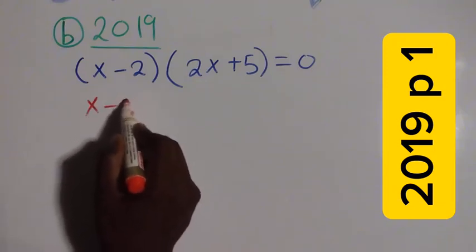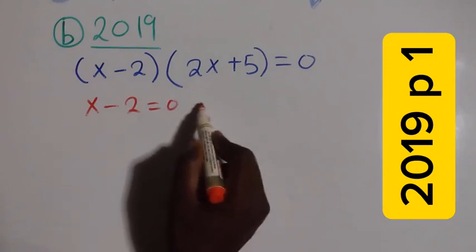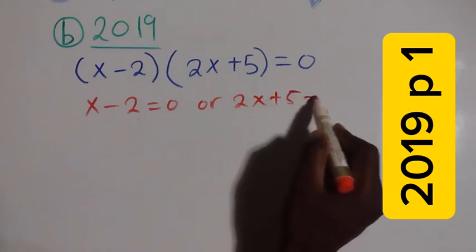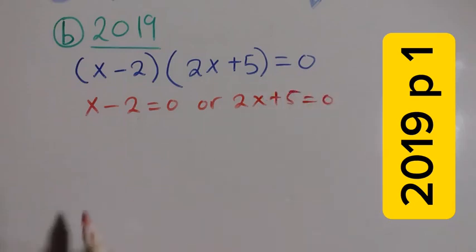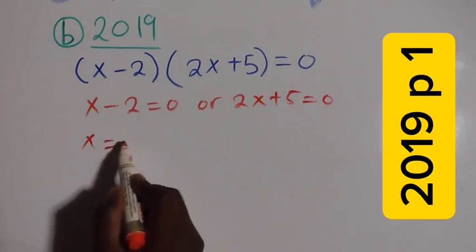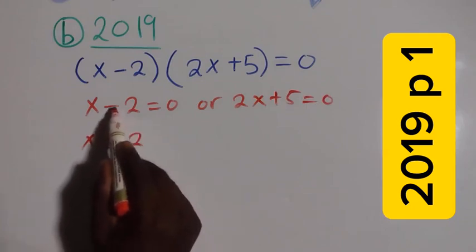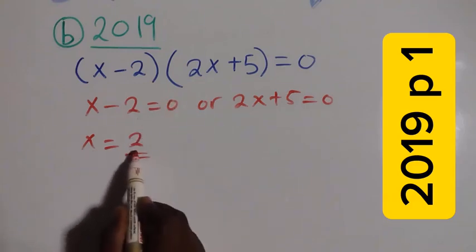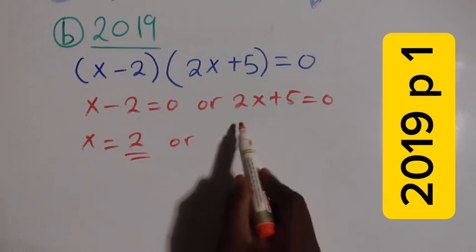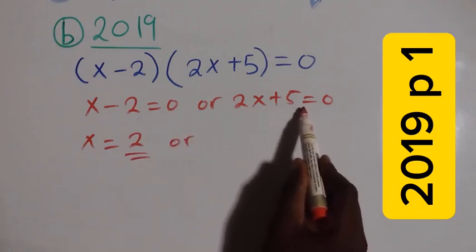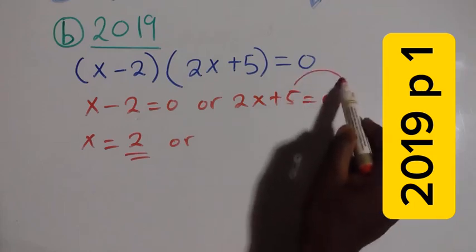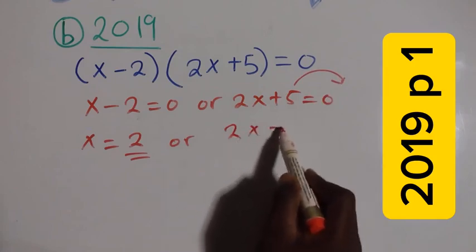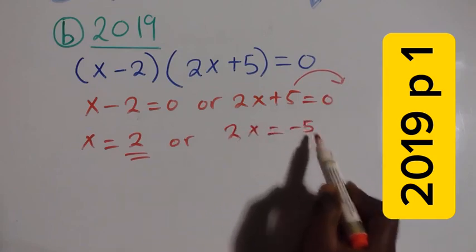So we have x minus 2 is equal to 0 or 2x plus 5 is equal to 0. From here, we can say x is equal to 2, because this negative 2, when it goes to where 0 is, becomes a positive. This is the first value of x. Or, since we have 2x plus 5 is equal to 0, we take this 5 to where 0 is, and we remain with 2x is equal to negative 5.